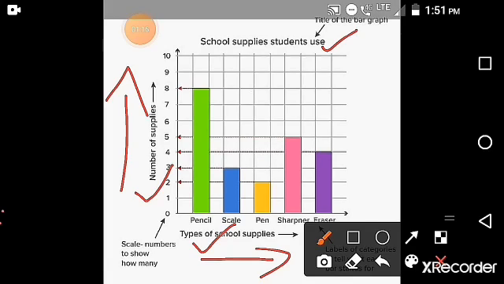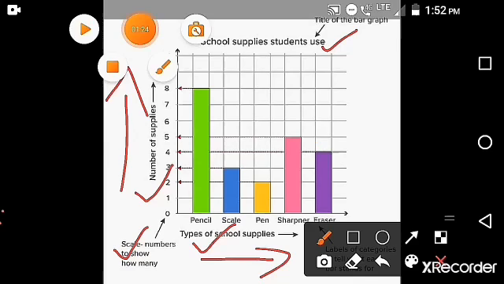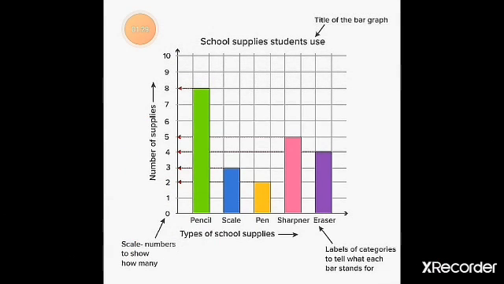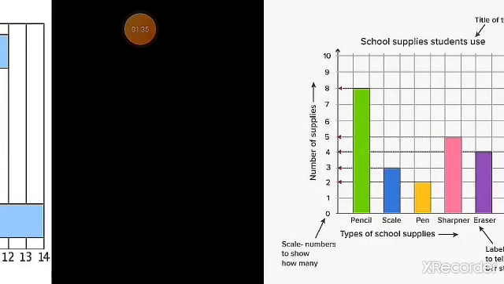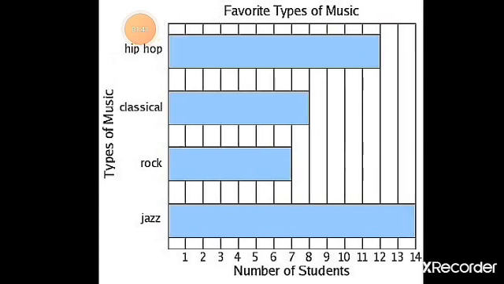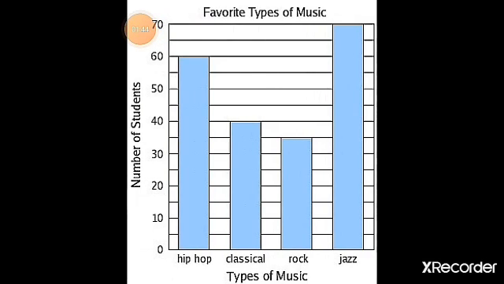The third one is the scale. The scale shows the numbers to show how many. So these are the few things which you have to be careful about while you prepare or read a bar graph. The next point is that there are two types of bar graphs. One is a horizontal bar graph, what you're seeing over here, and the other one is a vertical bar graph. This type of bar graphs.